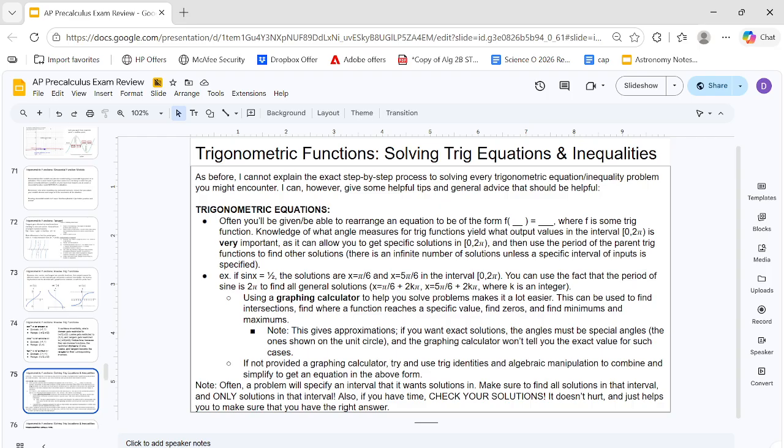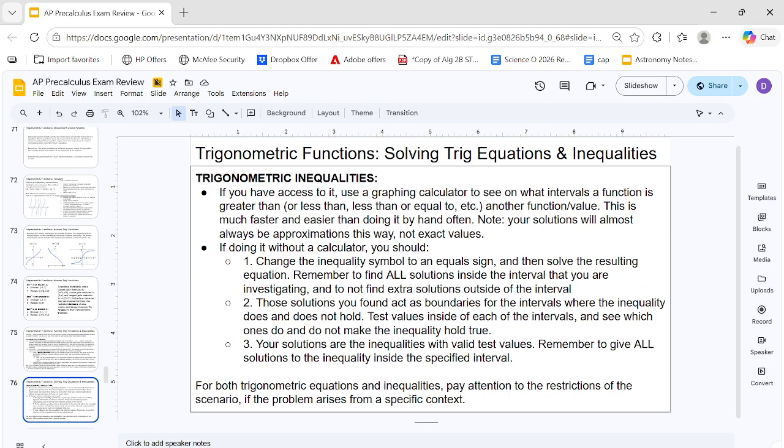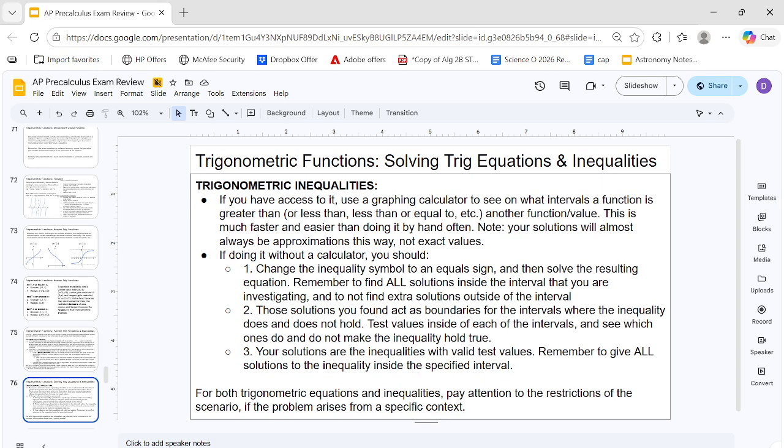Often you'll have to solve for solutions. It's good to solve for the solutions from 0 to 2 pi, and then use those to find the other solutions by using the period of trigonometric functions. You should always use a graphing calculator if you can, but if you don't have one, you'd use algebraic manipulation and trig identities often. This is good to review, but I don't have a lot of time.